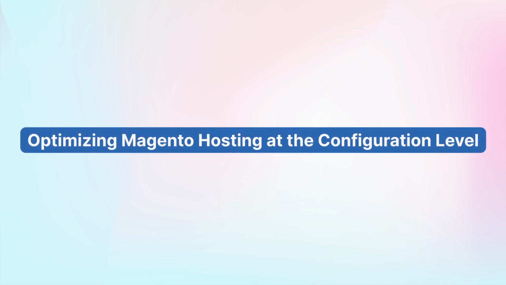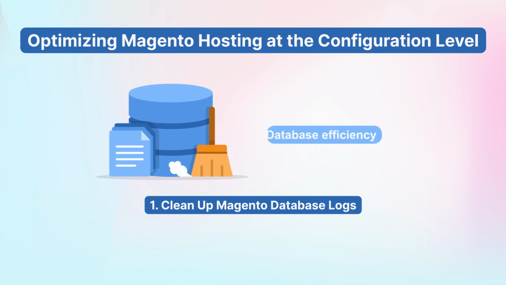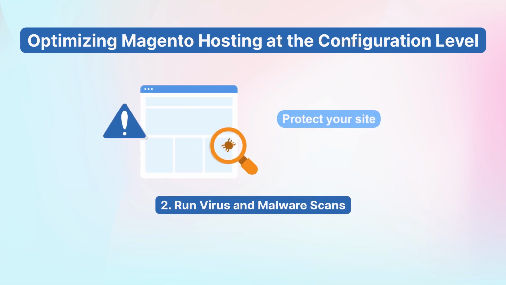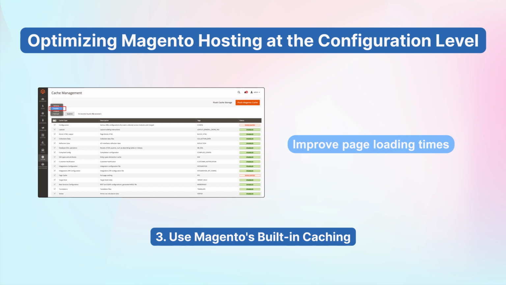Now, let's move to tips for optimizing Magento hosting at the configuration level. Clean up Magento database logs to maintain database efficiency. Regular virus and malware scans protect your site and customer data from potential threats. Use Magento's built-in caching to improve the page loading times.